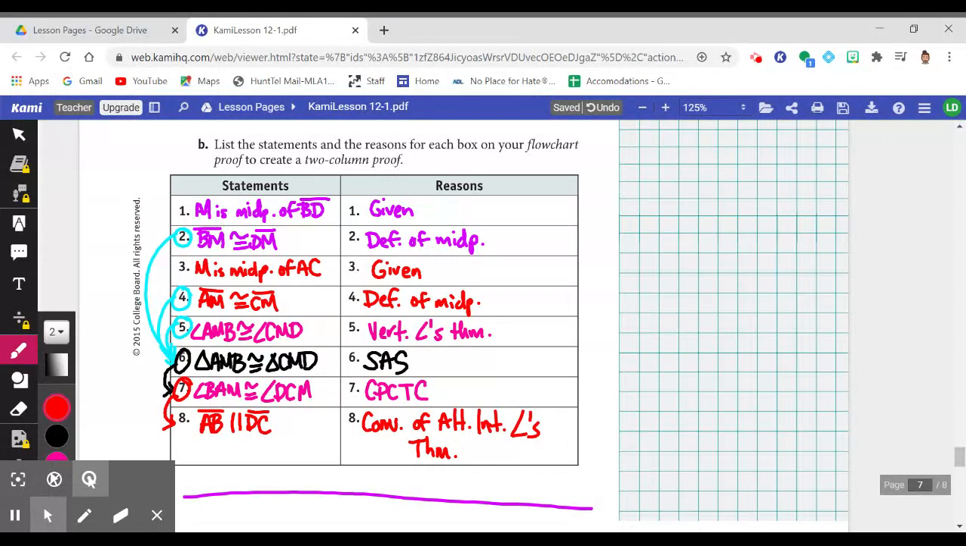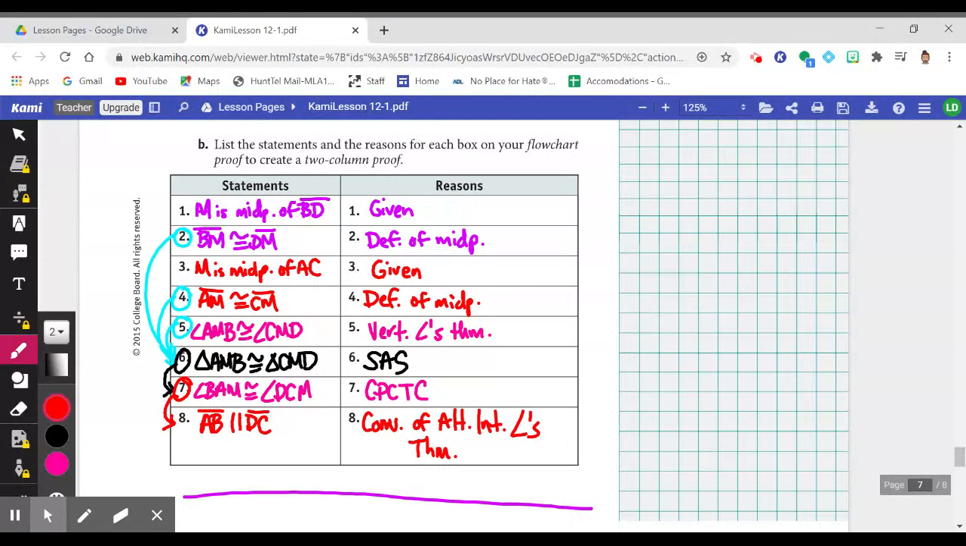So I also use the arrows here just to show you how the flowchart proof is really beneficial, because statement 2 ties into statement 6, but it's a little bit harder to see that in a two-column. The fact that BM is congruent to DM helps me know the two triangles are congruent, but that's way back at statement 2. So I color-coded just to help you out a little bit.